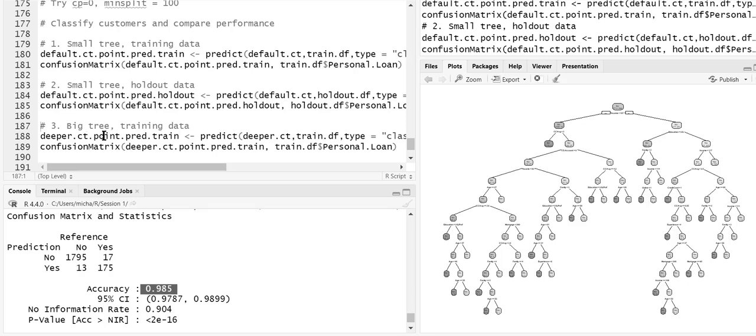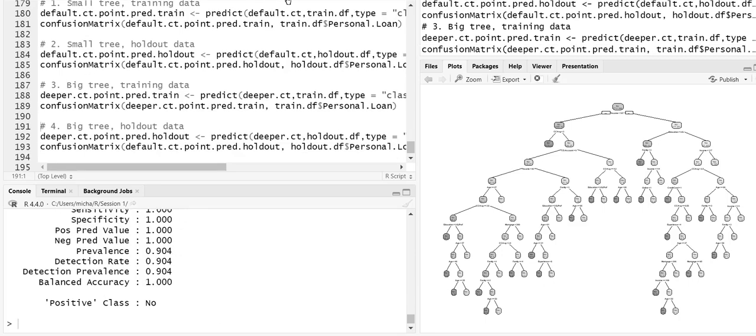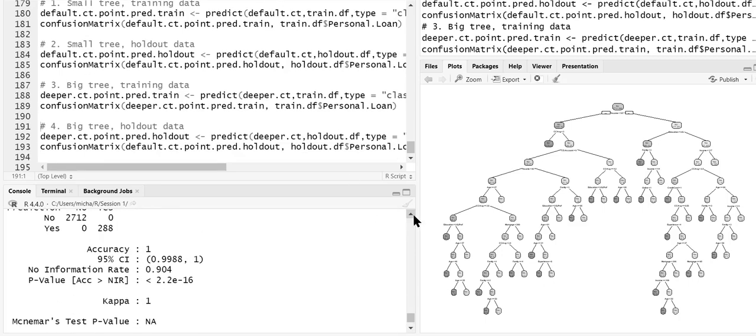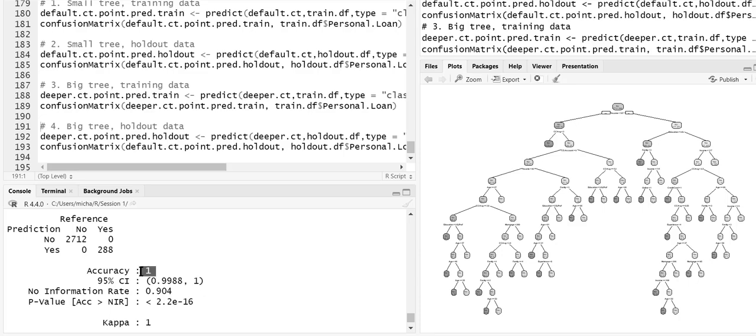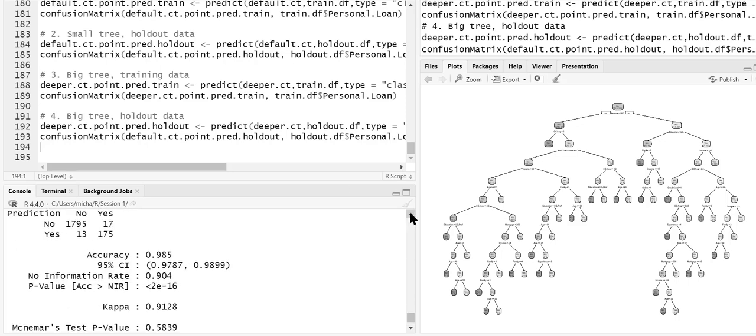Now we're going to look at the deeper one, and this is the one that goes all the way down on the training set. So we should expect perfect accuracy, and we do in fact get perfect accuracy. But now when we run it on the testing set, the holdout set, we go back to our 98.5. Right, so this illustrates that the bigger tree is not always the best tree, and in fact, given the choice between these two, we would choose the smaller tree because it's a lot easier to interpret and it has the same performance.